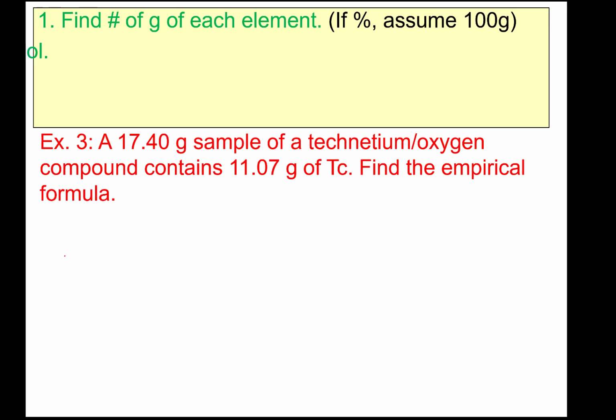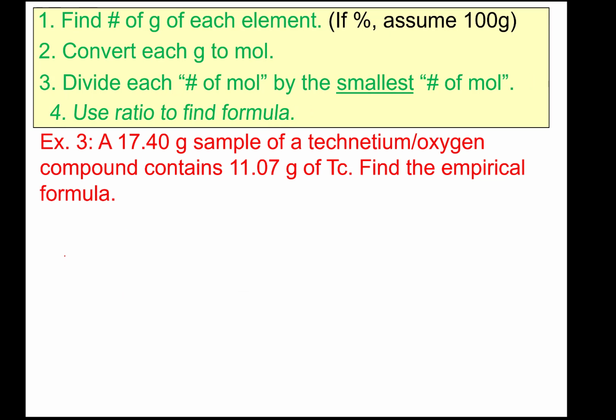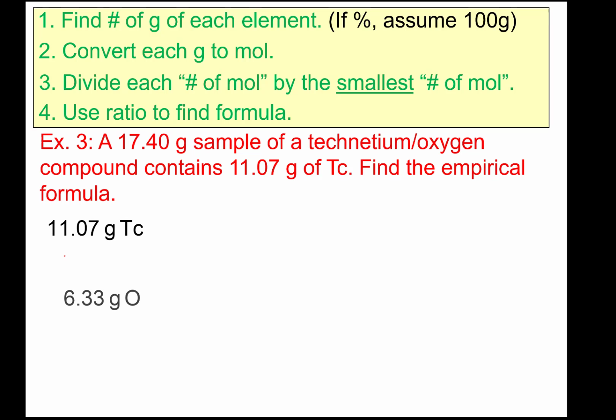Here's our third example, all our steps. So we've got a 17.4 gram sample of technetium oxygen compound that contains 11.07 grams of technetium. Find the empirical formula. So we know the total sample size, and of that total, only 11.07 grams are technetium, so the remainder is oxygen. So 11.07 grams of technetium, 17.40 grams minus 11.07 grams gives us 6.33 grams of oxygen.